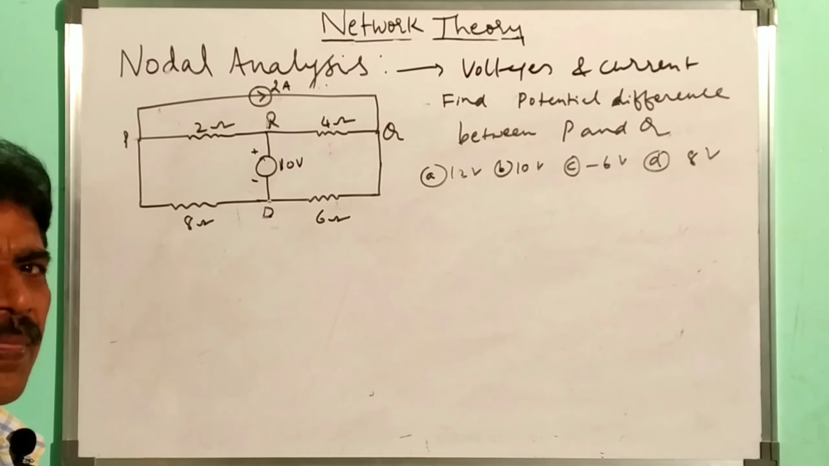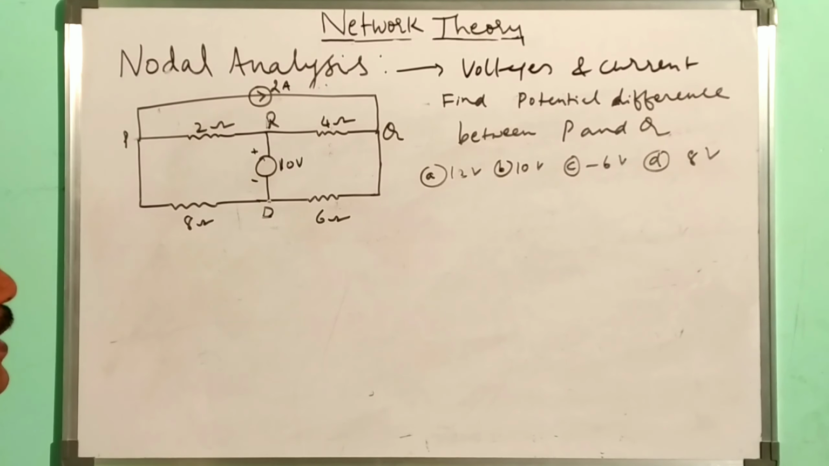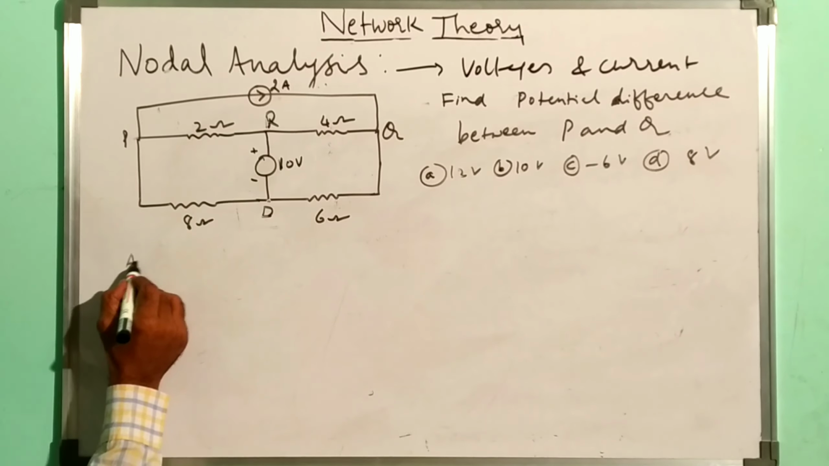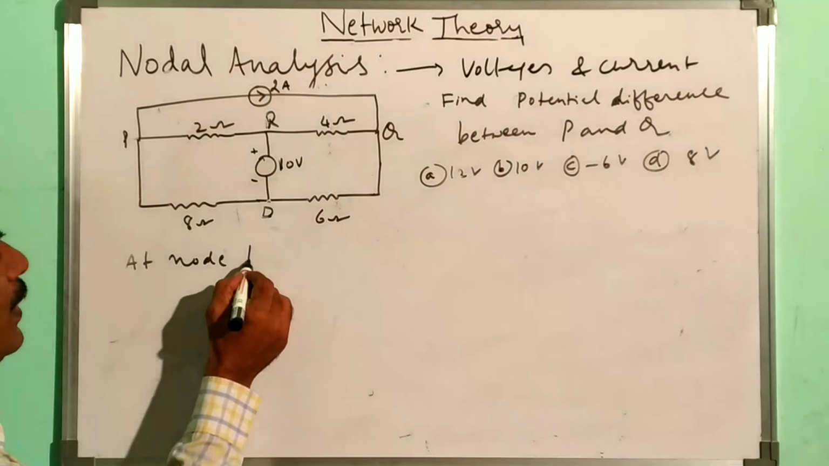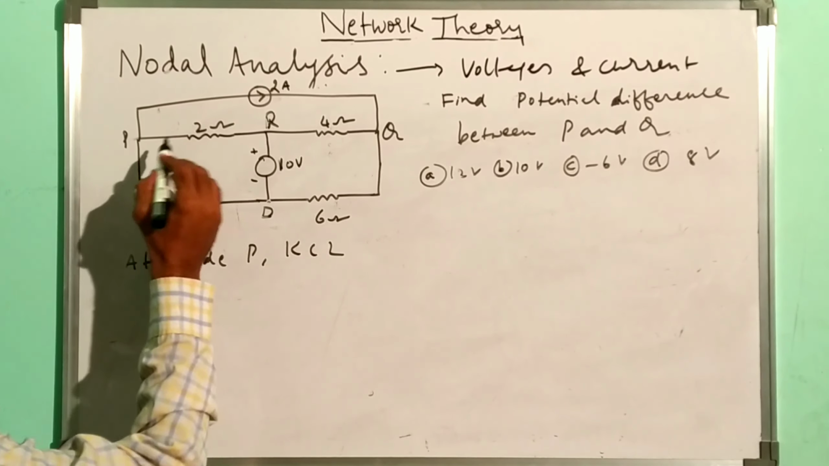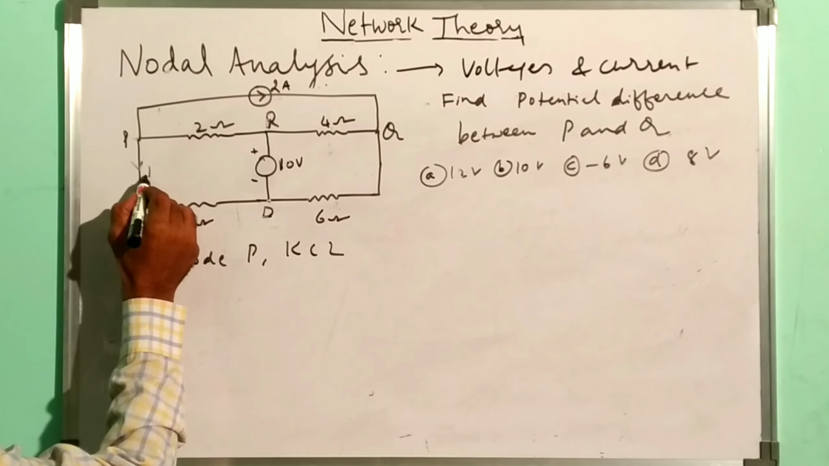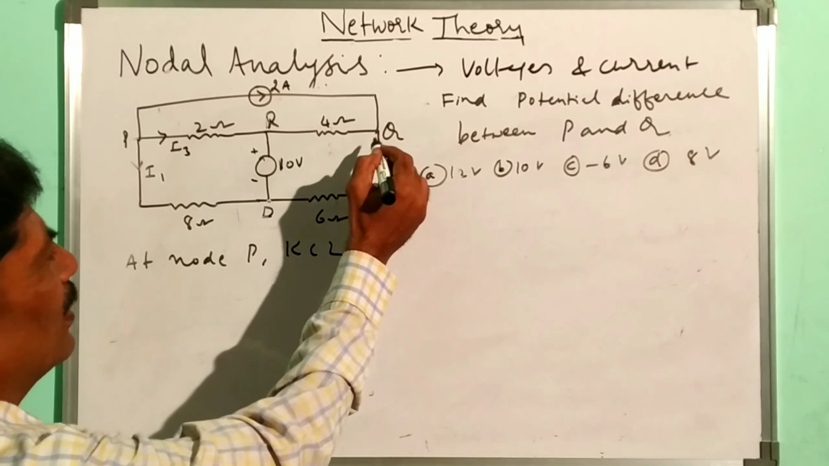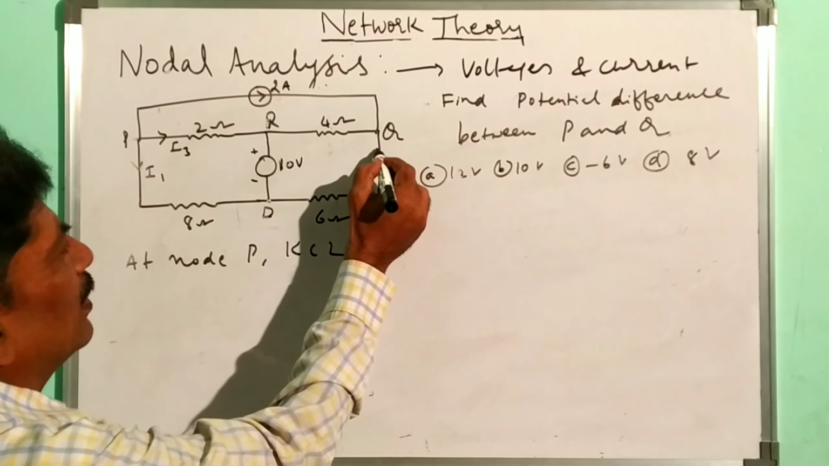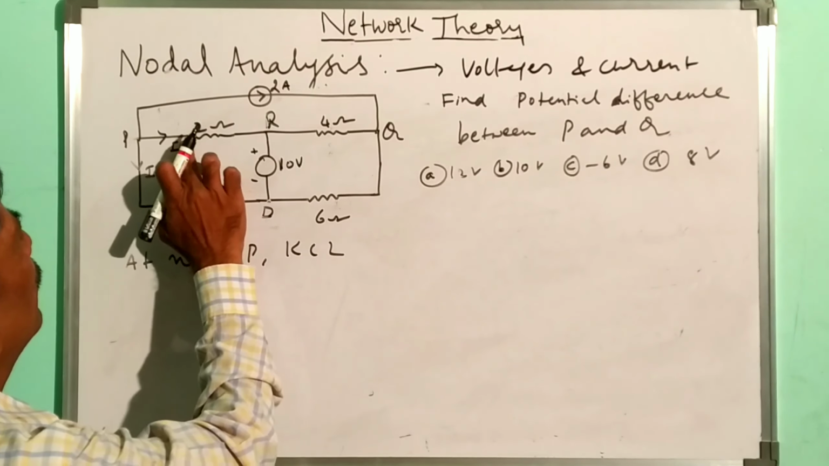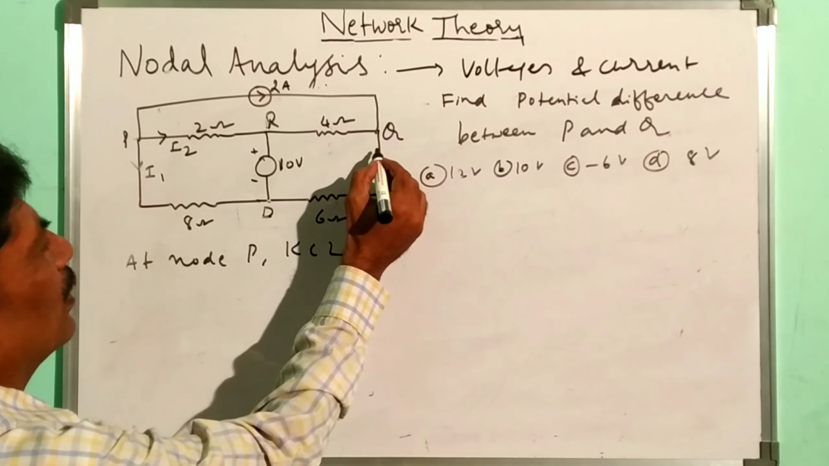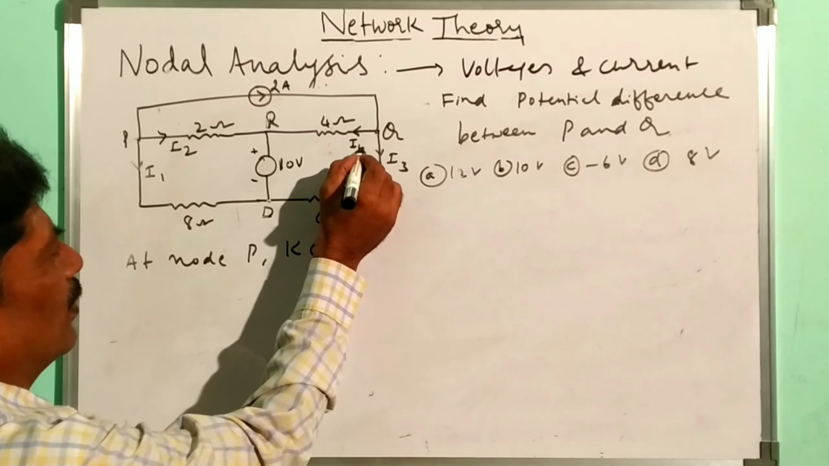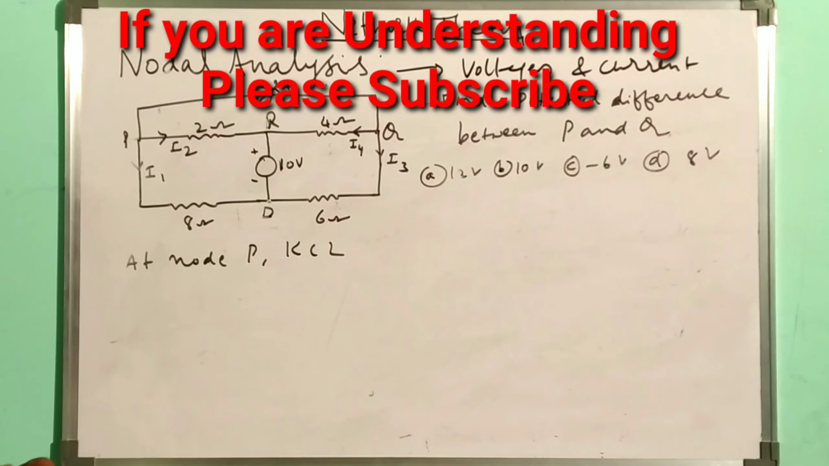So we identified the nodes. Then let us develop the KCL equations now. At node P, apply KCL. Let the currents be flowing like this: I1, I2, I3 is already given, and at this point let this be I1, I2, and let this be I3, I4, and the current entering this node Q is 2 amperes.